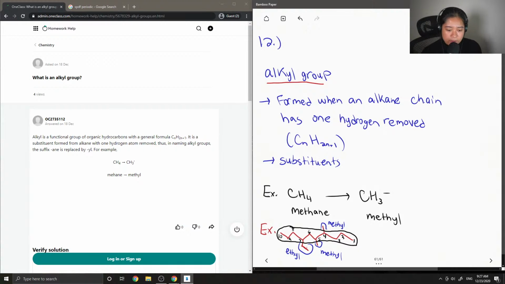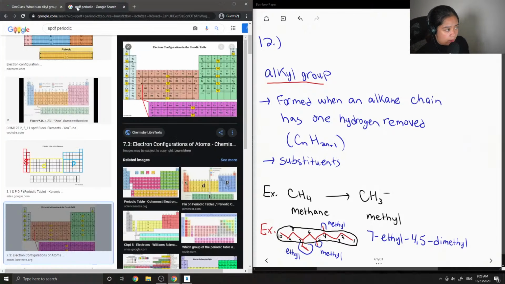Okay, so we might as well name this as well. So on carbon 7, we have an ethyl group, 7 ethyl. Carbons 4 and 5, we have 2 methyl groups, so dimethyl. And then if we wanted to find the name of the parent, let's look it up.